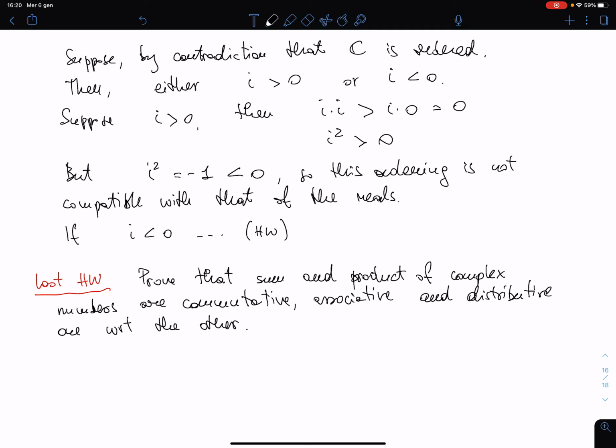So, this is the end of complex numbers. Now we are left only with differential equations.